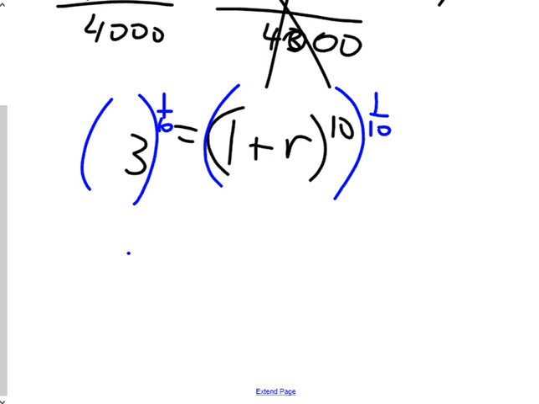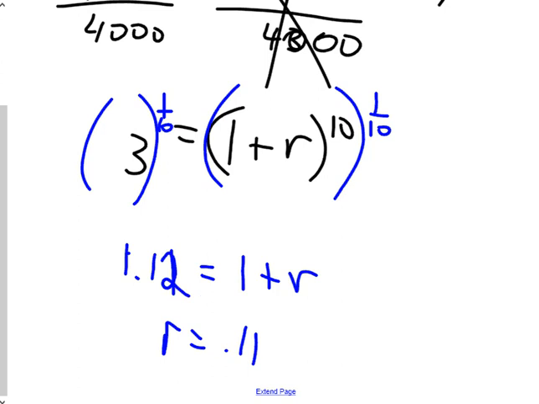All right, you should have done 3 to the power of 1/10. What did you get? 1.11 equals 1 plus r. Anybody verify it was 11% approximately? Would it round to 12? Okay, that's cool. I was actually thinking it felt a little low, and that would make more sense to me. All right, so 12% growth.